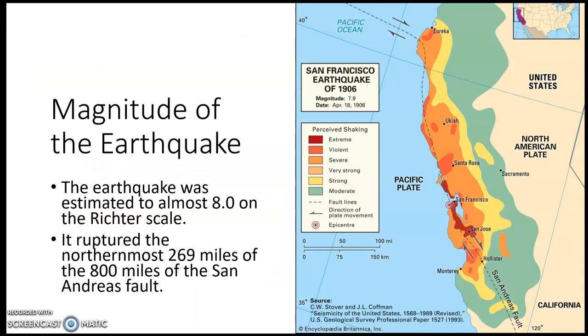What was the magnitude of this earthquake? This earthquake was estimated at almost 8.0 on the Richter scale. It ruptured the northernmost 269 miles of the 800 miles of the San Andreas Fault, which is obviously a lot. And then over here on the right, we just see some facts and where this fault and earthquake happened.